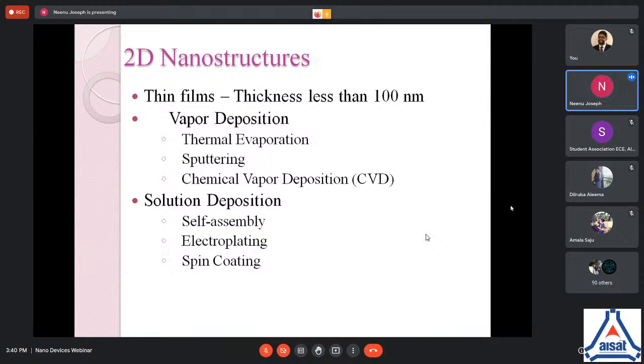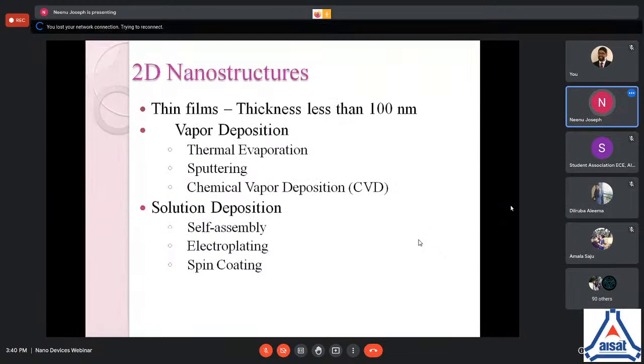And coming to 2D nanostructure, it's called quantum well. Thin films, thickness less than 100 nanometer is used here. And the sources used here are vapor deposition, like thermal evaporation, sputtering, chemical vapor deposition. Then solution deposition, self-assembly or electroplating or spin coating can be used.